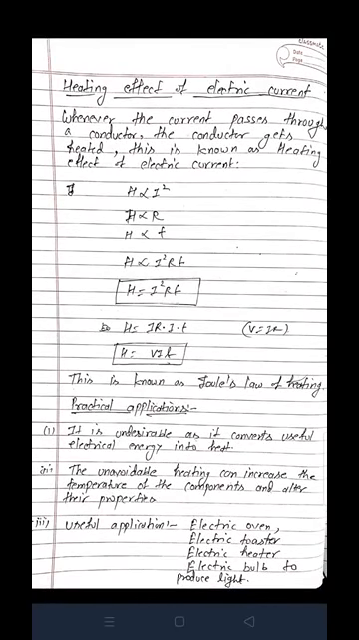the unavoidable heating can increase the temperature of the components and alter their properties also. What are the useful applications? We know that an electric oven is there, an electric toaster is there, an electric heater is there, an electric bulb to produce light. These are the heating effect of electric current. You also have an electric heater at your home. On what principle are you using the electric heater? That is only the heating effect of electric current.